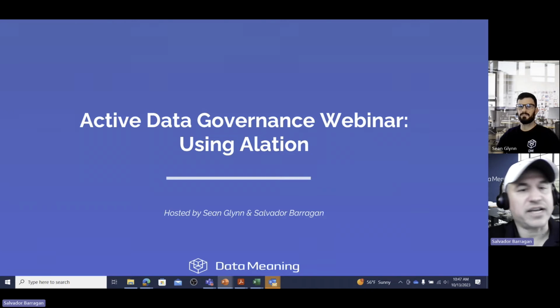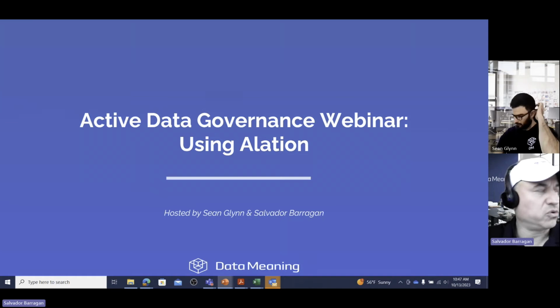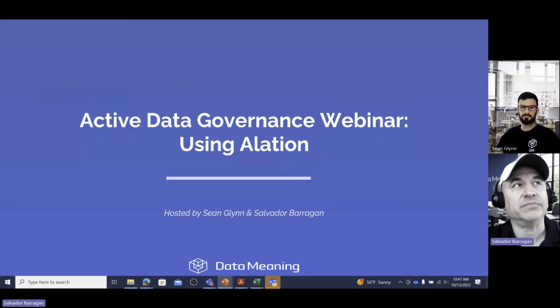Today, we're going to discuss active data governance and how it's used in Alation. Alation is a tool that is used to catalog all your items throughout your organization, making sure that you're able to find your data, making sure that your data is of a certain high quality, empowering data stewards, etc.